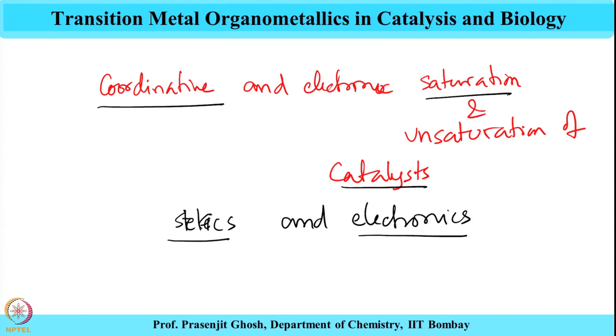Same is the case of electronic saturation or unsaturation. Now, this follows from the fact that there are ligands which either donate electron density to the metal center, or ligands which pull away electron density from the metal center, making the metal more electron rich or more electron deficient, and thereby modulating the reactivity of the catalyst with respect to particular substrates. So here is this discussion about the modulation of sterics as well as electronics in designing the catalyst.